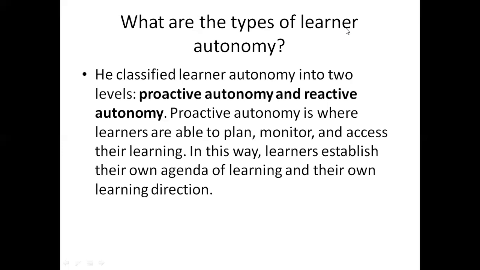So in this regard, we can understand what learner autonomy is. He classified learner autonomy into two levels: proactive autonomy and reactive autonomy. Proactive autonomy, okay. There are two kinds of learner. They are proactive initially, before getting the information from the teachers or the instructor.